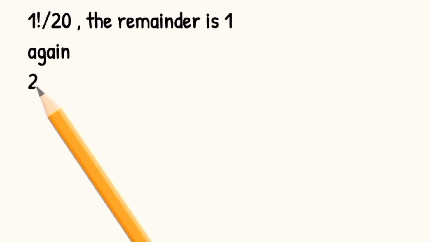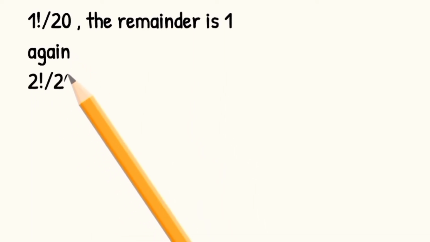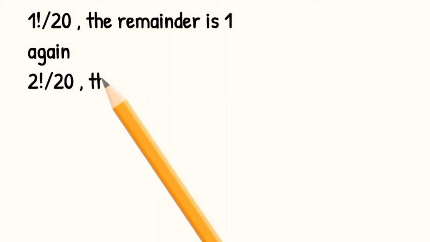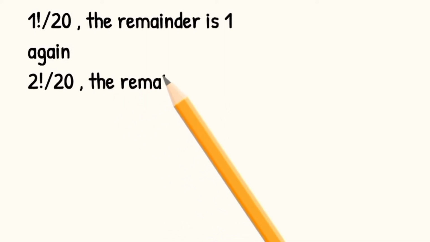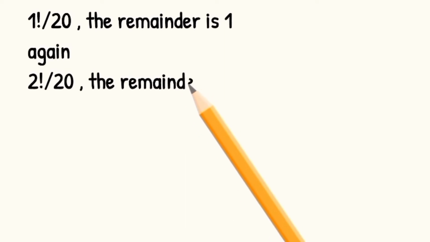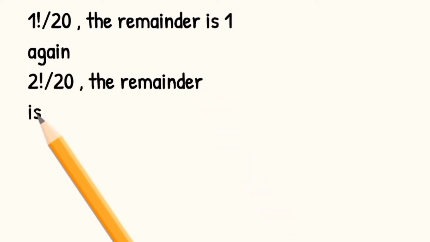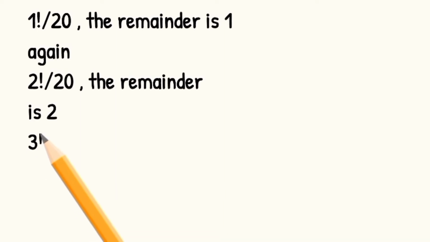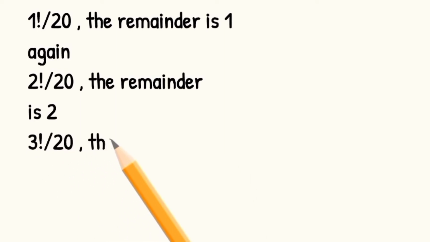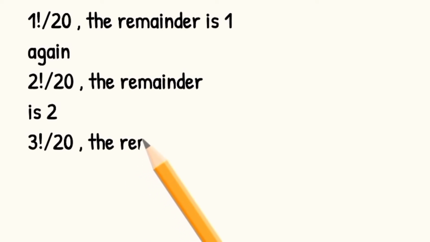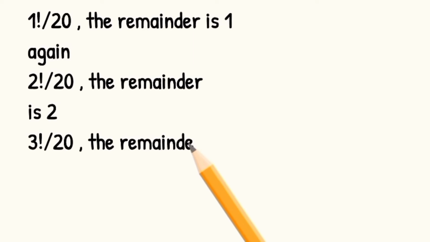Now we can move on to 2 factorial by 20. Well, n factorial is 1 into 2 into etc. into n. So 2 factorial is 1 into 2, and it gives us 2 by 20 and the remainder 2. Next term, 3 factorial by 20. 3 factorial is 1 into 2 into 3, that's going to give us 6. So that's 6 by 20. The remainder is 6. And let's just keep on doing this.